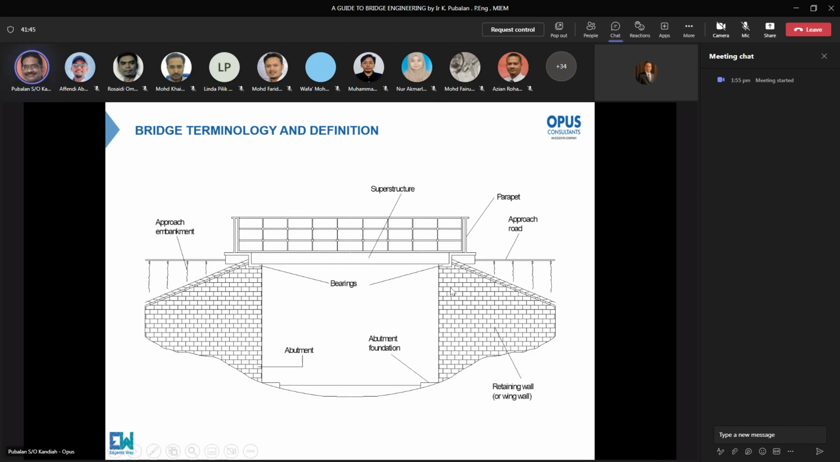For bridge, substructure are the elements which are connected to the foundation, the piles. Okay. So we have a pier here, the pier column is a substructure. The bulkhead is a substructure. So the bearing connects the superstructure and the substructure. Okay, you have the approach road, a retaining wall, and so on.